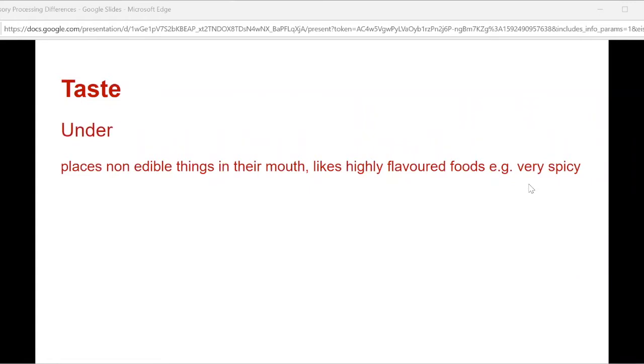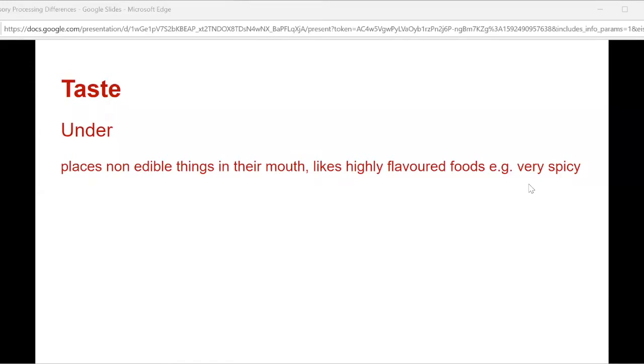And taste. So if they're undersensitive, they may be placing all sorts of different objects into their mouth to try and get some sort of feedback from it. Things that you wouldn't normally put in your mouth. And this is called pica, P-I-C-A, if you wanted to look at that in a bit more detail. That's eating or mouthing non-edible items. So they might put tissues or stones or dirt, and some children even feces.